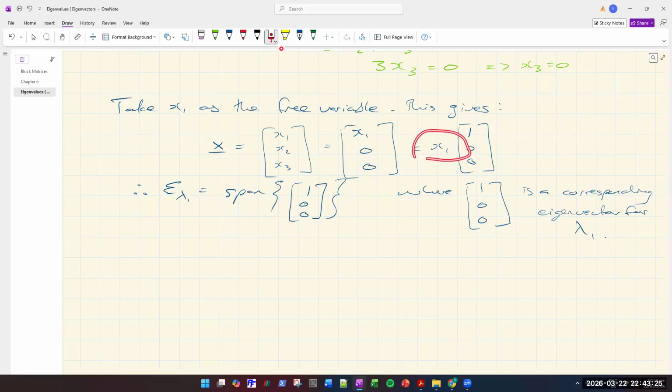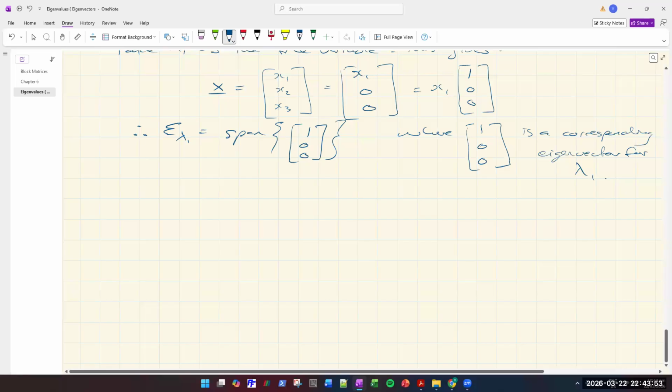So put any value in for x1 except 0. You're not allowed to choose x1 equal to 0 because then you get the eigenvector to be 0, and that can't happen. Eigenvectors are not 0. But pick any other value of x1, and for any non-zero value of x1 you pick, you generate a new eigenvector. Okay, so that's the easy case.